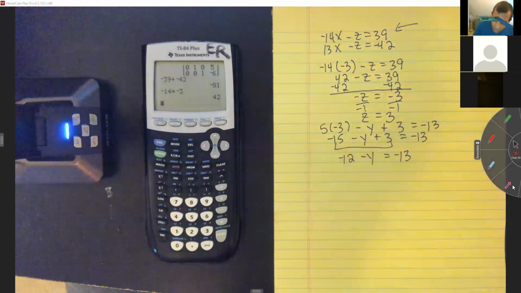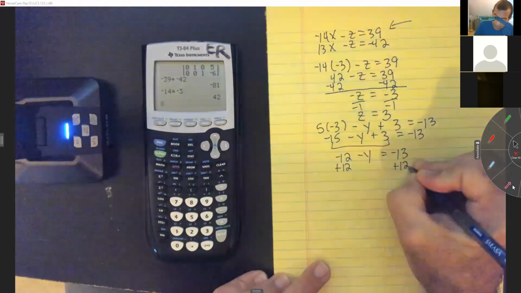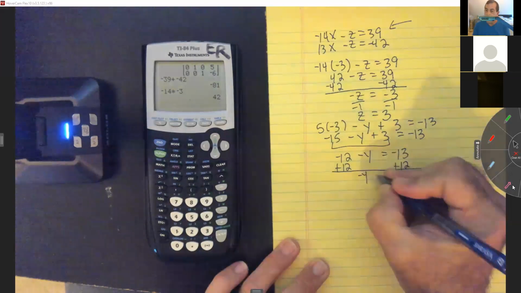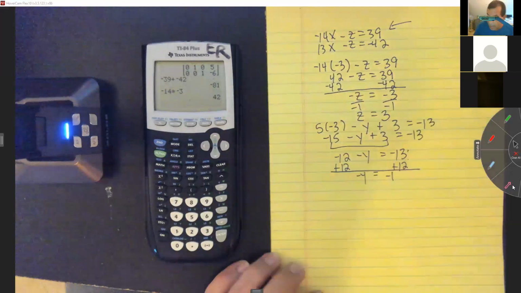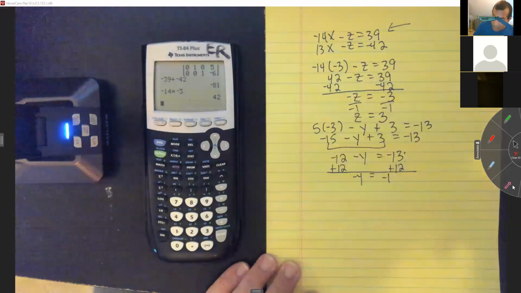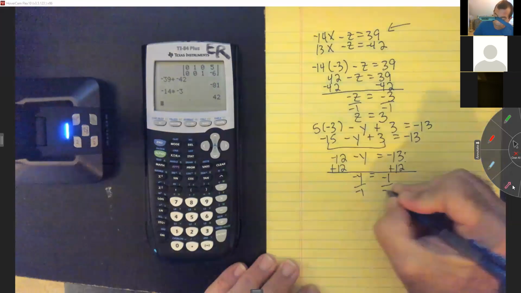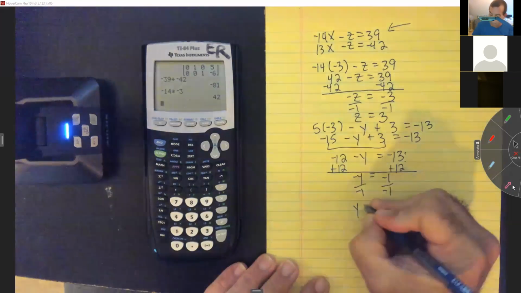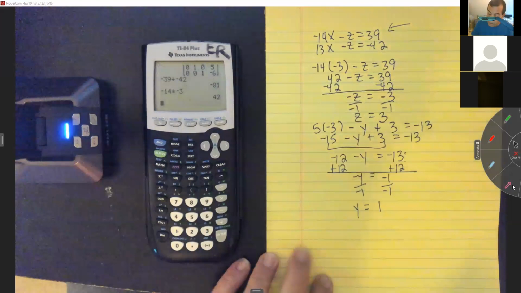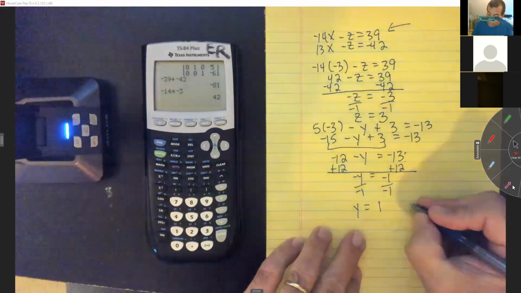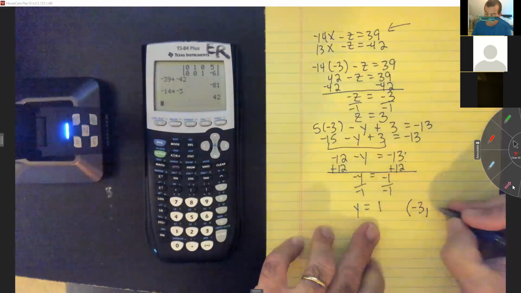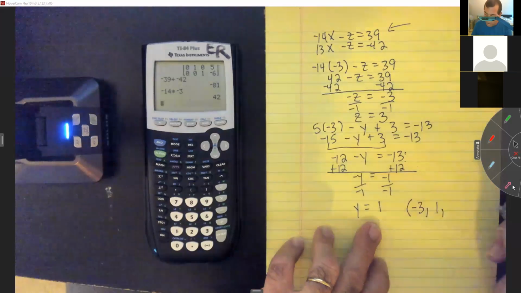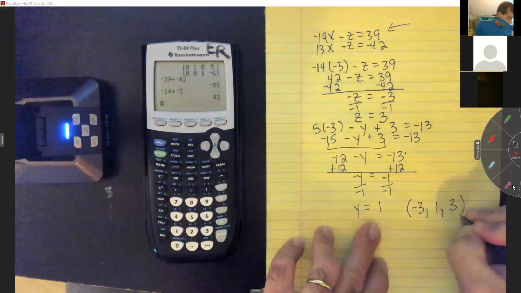All right, let's go. Add 12 to both sides. -y, let's see, -13 and 12 is a -1. And y'all, same thing, can't leave the y negative, so divide everybody by -1. And it looks like I get y is a +1. So my triple would be -3 for the x, 1 for the y, and then a 3 for the z.